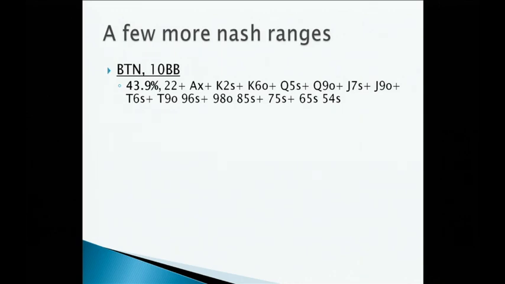43.9%. So in terms of extrapolation and interpolation, let's make sure everyone gets the directions right. If I move from button to the cutoff, does the fraction of hands go up or down? Down, right? The fraction of hands goes down because from the cutoff, there are more players to get through, so you need a better hand. So the fraction of hands you can shove goes down. That makes sense to everyone? So make sure you get the direction right.